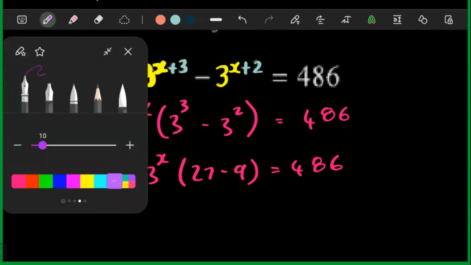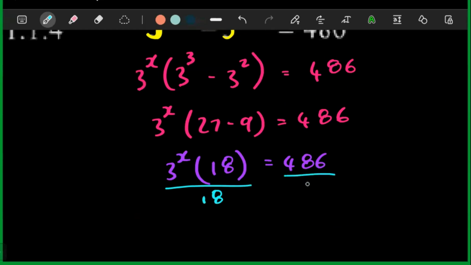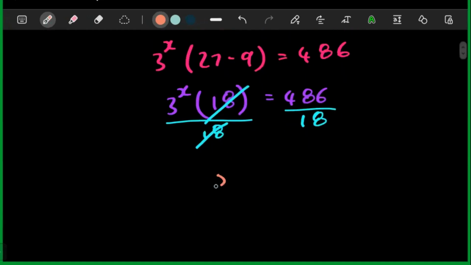All things considered, 27 minus 9 is going to give us 18. This is 18 times 3 to the power of x, equal to 486. So we're going to divide both sides by 18. Then we're going to have here 3 to the power of x equal to 486 divided by 18. Let's see what the calculator gives us. 486 divided by 18 is going to give us 27.